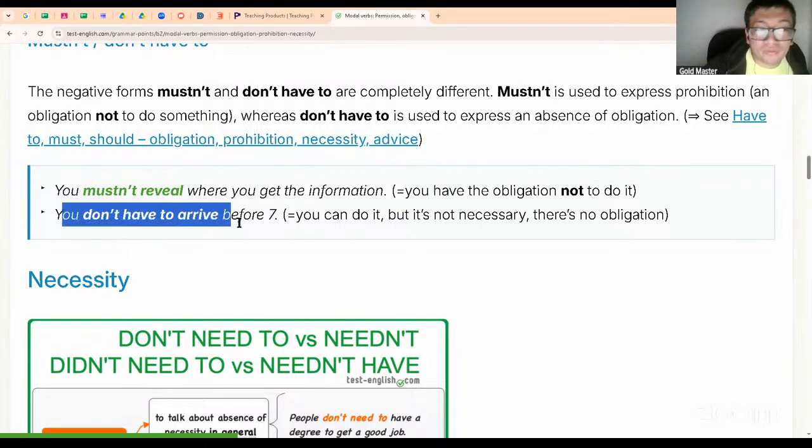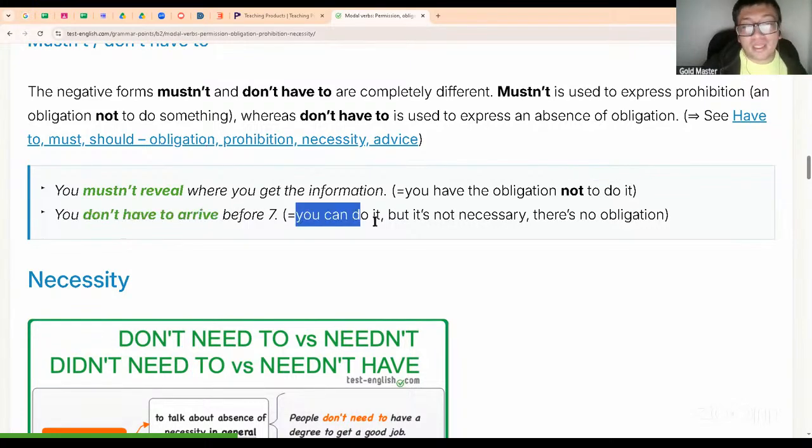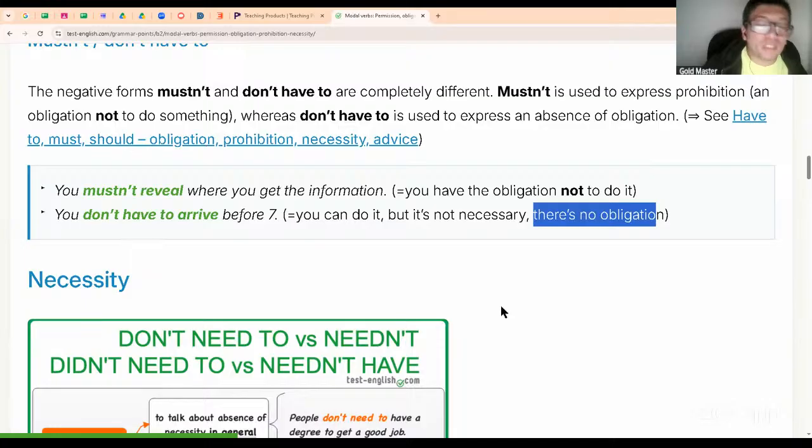You don't have to arrive before 7. It means that you can do it. I mean, you could. You are allowed to do that, and nobody is prohibiting that to you. But it's not necessary. There's no obligation. You could indeed be early or on time.